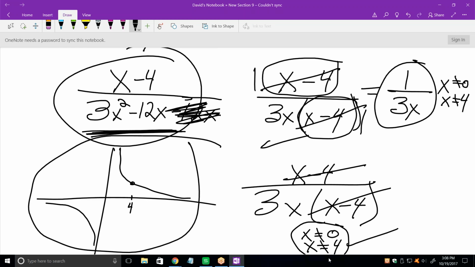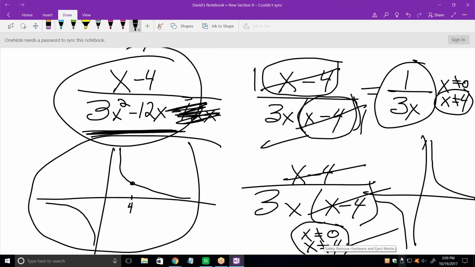It wouldn't look just like 3x. If I just had 1 over 3x, then it would look like that with no hole. But because I have this domain restriction here, that puts a hole right there. And it's an open one, it shouldn't be a closed one. But it is infinitesimally small, so you're not going to see it if you graph it on your graphing calculator. But nonetheless, it's there.